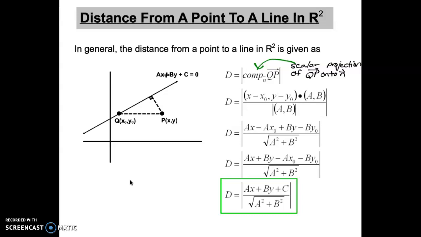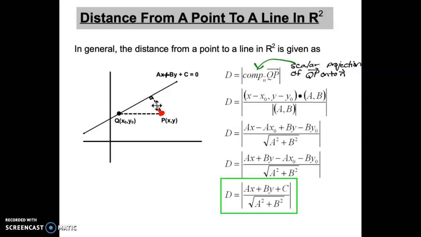So the next thing we're going to look at is distance from a point to a line and from a point to a plane. So here we have our line. It's ax plus by plus c equals 0. And we have this point P. If you were doing an actual example, the x and the y of P would be actual values. And we want to find the shortest distance from this point to this line.